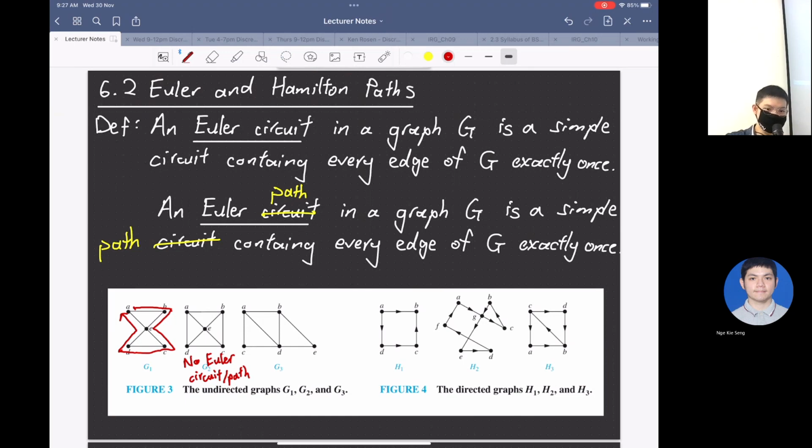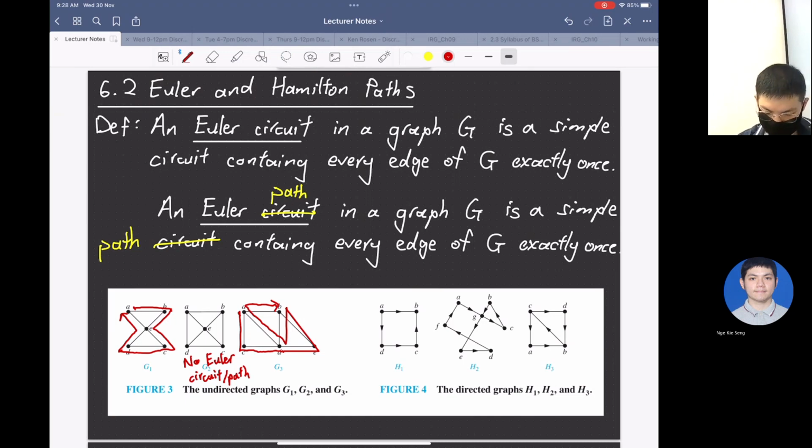How about G3? Path or circuit? Path. Okay, so you can find a path. So start from A. Where you want to try? D. Okay, only one way to go. D, then E, then E, then E. Then one way to go A. Then okay, yeah.